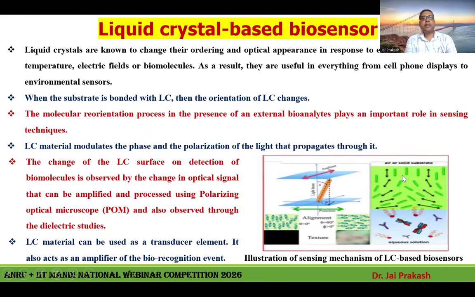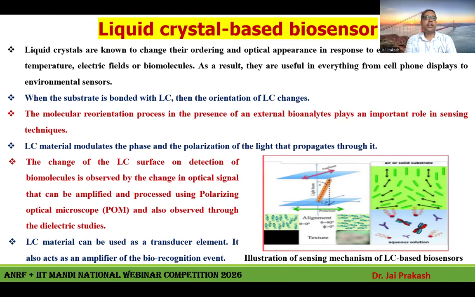So what are liquid crystal based biosensors? Basically, liquid crystals are known to change their ordering and optical appearance in response to external stimuli such as temperature, electric field, magnetic field, or biomolecules. As a result, they are very useful in everything from cell phone displays to environmental sensors.